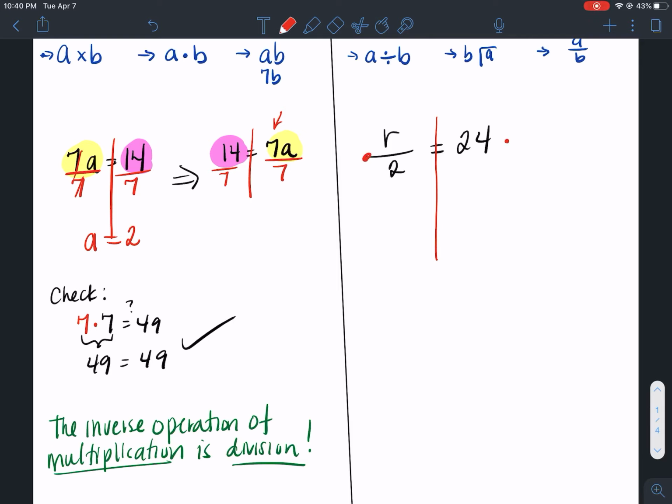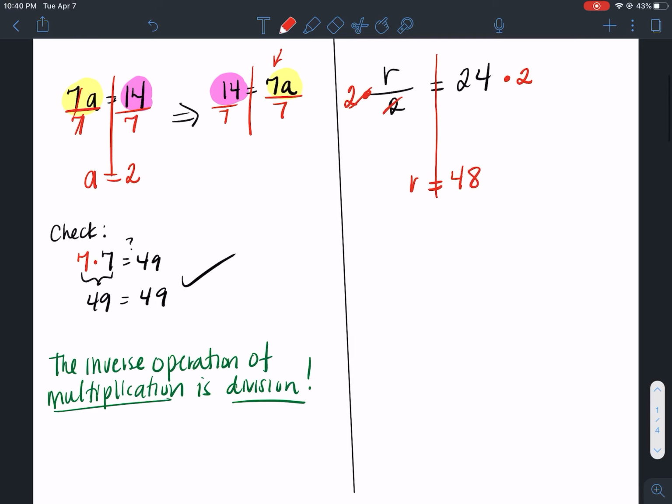I want to ask myself, what number am I going to multiply by? I want to multiply by the number that's on the same side as the r. So I'm going to multiply by 2. This right here turns into 1, and I'm left with r equals 24 times 2. What's 24 times 2? That gives me 48.